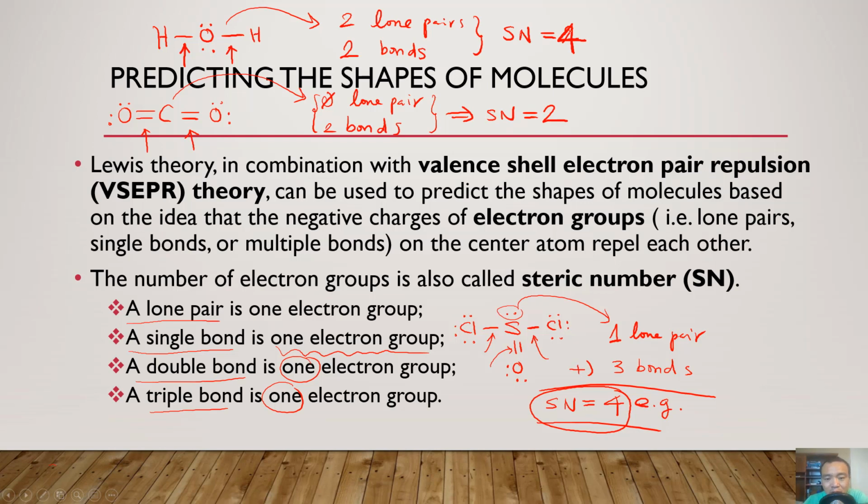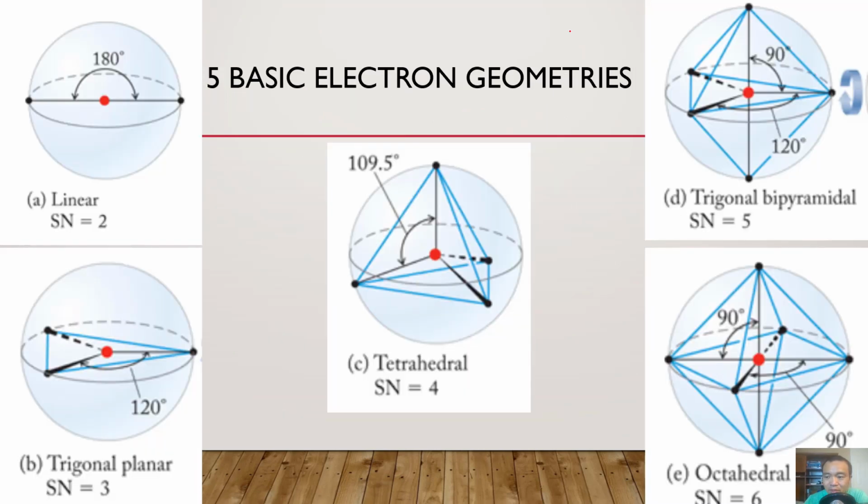So how can we use the steric number to predict the shapes of molecules? Let's start with the first type of shape, which is called the shape of electron groups, or electron group geometry. There are only 5 basic electron group geometries. For example, if the steric number is 2, we have 2 electron groups, represented by the 2 lines over here. If we draw it, we can use a dot to represent an atom, and on either side you have an electron group. So the bond angle is 180 degrees.